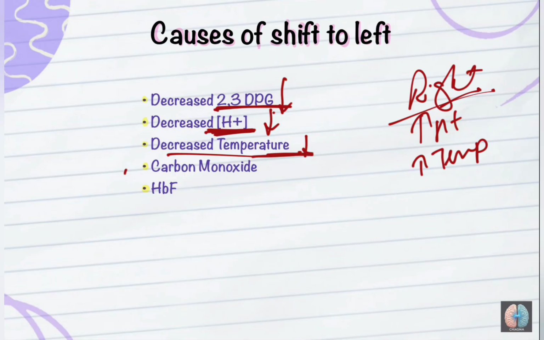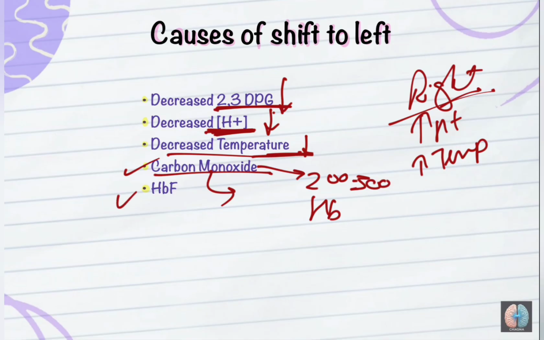Now the fourth person is carbon monoxide. So it has 200 or 300 times more affinity to bind to the hemoglobin compared to oxygen. So this is the thing which hugs completely around the hemoglobin. It does not let it go. So this is something like a very creepy fellow who does not want to leave hemoglobin.